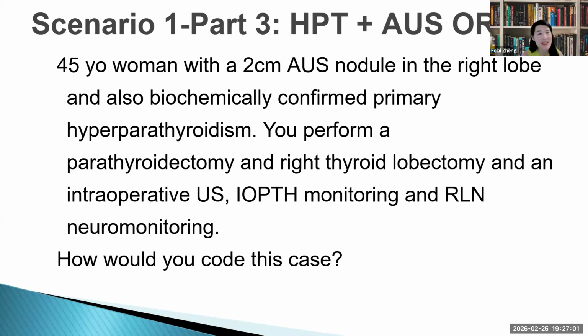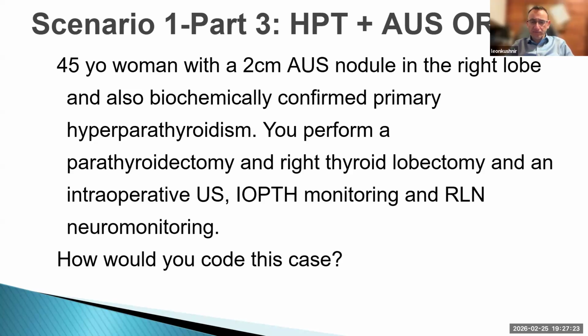All right. Okay, scenario one. We're still in scenario one, but we're finally in the OR. So you perform a parathyroidectomy and a right thyroid lobectomy and an intraoperative ultrasound. You do PTH monitoring, and also you're doing your recurrent laryngeal nerve monitoring. So how would you code this case? We'll start off with Leon this time.